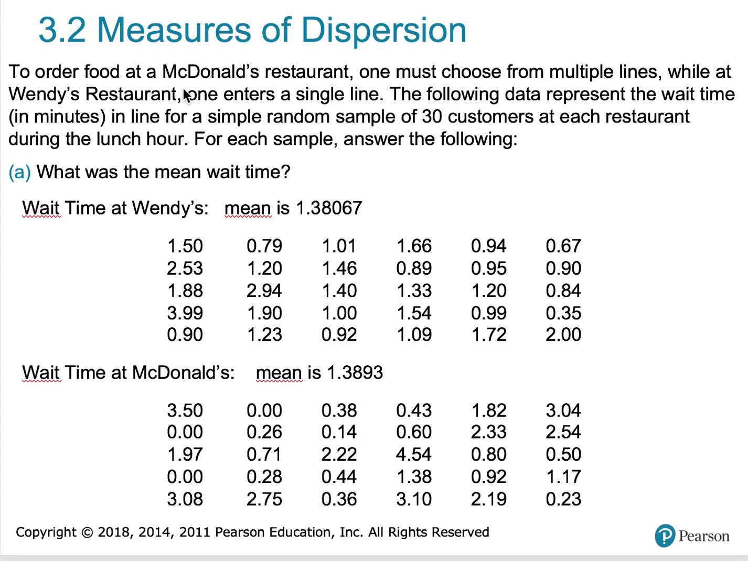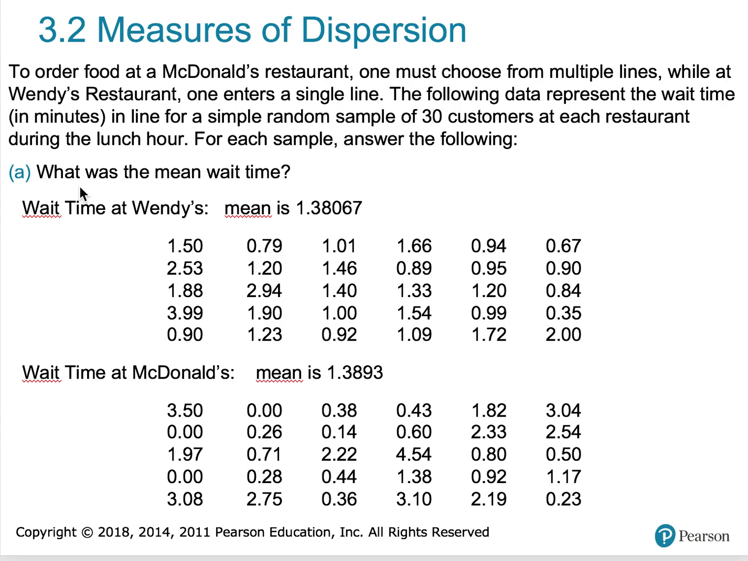To order food at a McDonald's restaurant, one must choose from multiple lines, while at Wendy's restaurant, one enters a single line. The following data represent the wait time in minutes in line for a simple random sample of 30 customers at each restaurant during the lunch hour. For each sample, answer the following. And just to save time and effort, on this video, I've already calculated it.